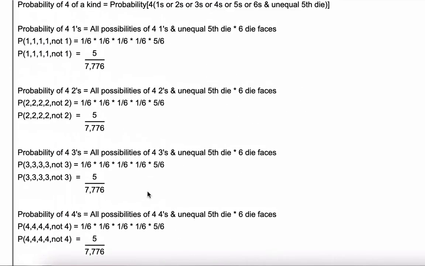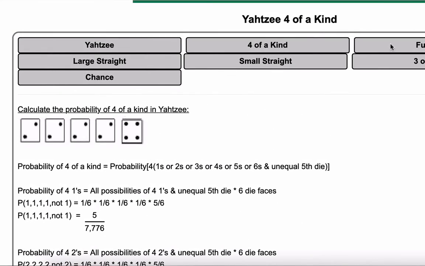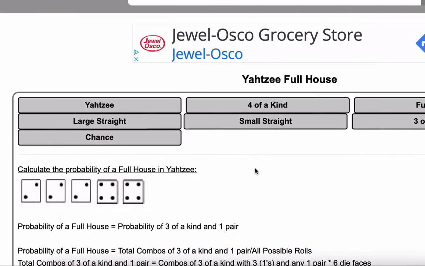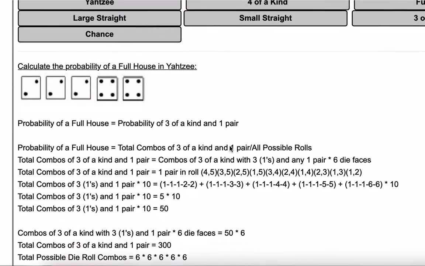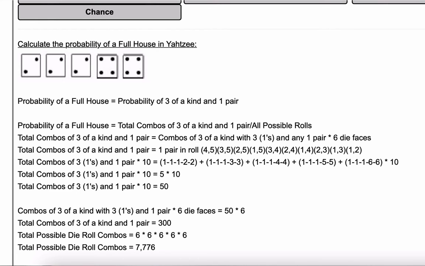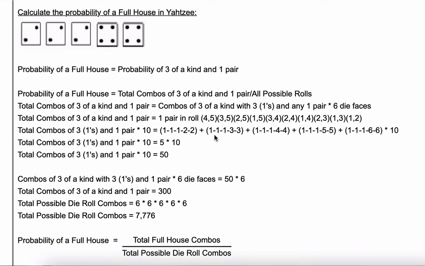So let's move to the next one. Next one is a full house. And if you don't know what a full house is, it's 3 of a kind and then a pair. This one's a little bit trickier. And what we're doing here is we're going to find all the total combinations of 3 of a kind and 1 pair, divided by all the possible rolls.